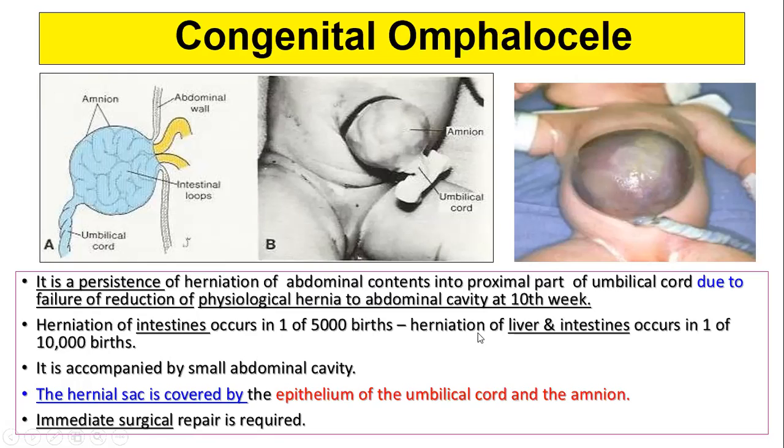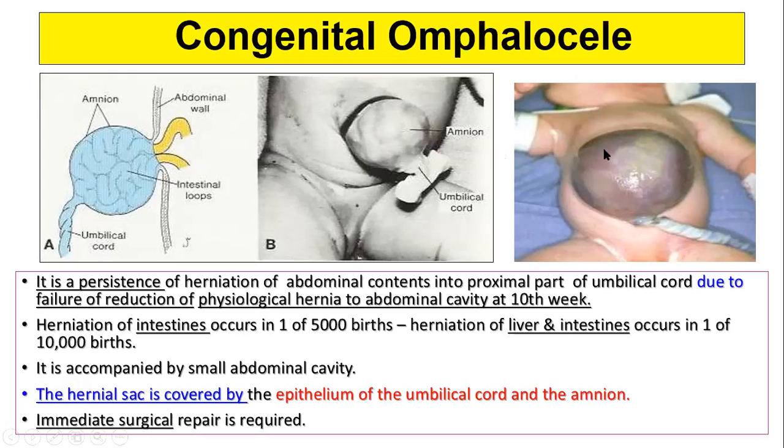And herniation of the liver and intestine occurs in 1 of 10,000 births. This is the herniation of the intestine, 1 in 5,000. But sometimes there can be herniation of the liver and intestine together. It occurs 1 in 10,000 births. You can see such kind of failure of reduction of the physiological hernia. So you should know about such conditions.